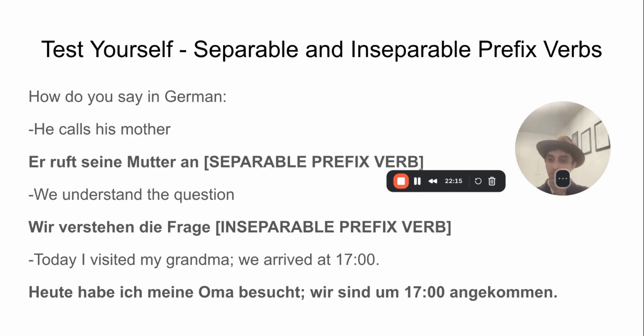And it takes the auxiliary verb haben. So that becomes Heute habe ich meine Oma besucht. Oma is grandma in German. Today I visited my grandma.